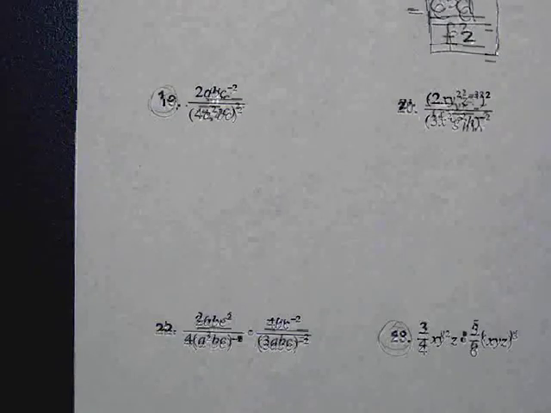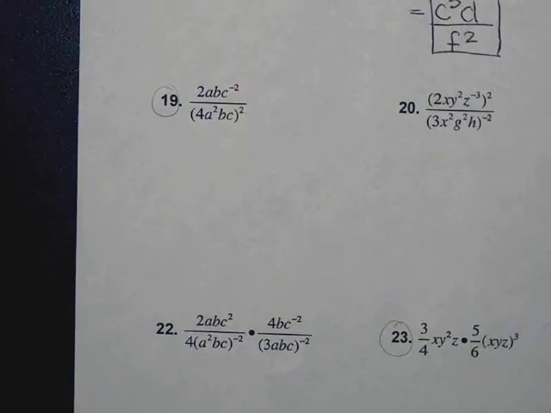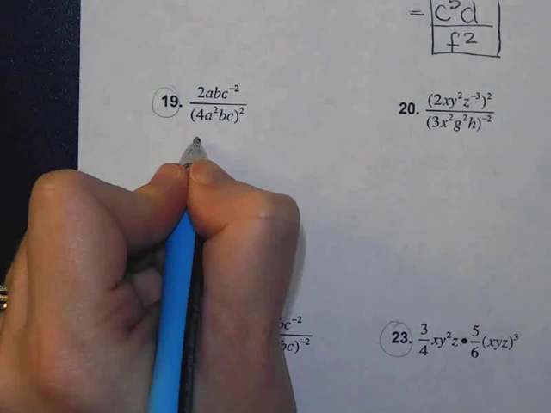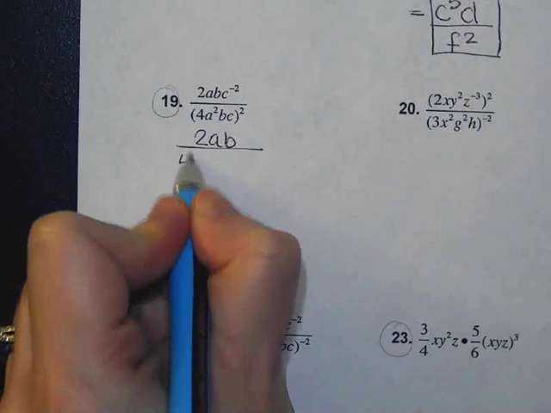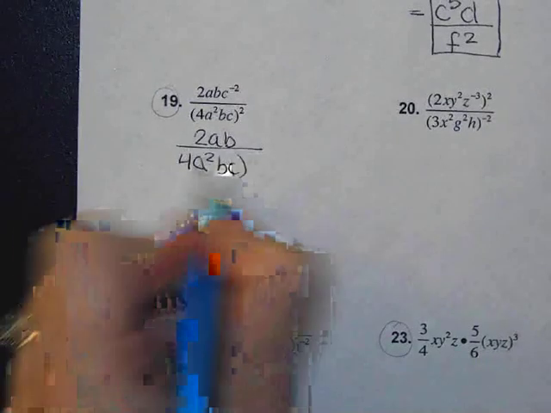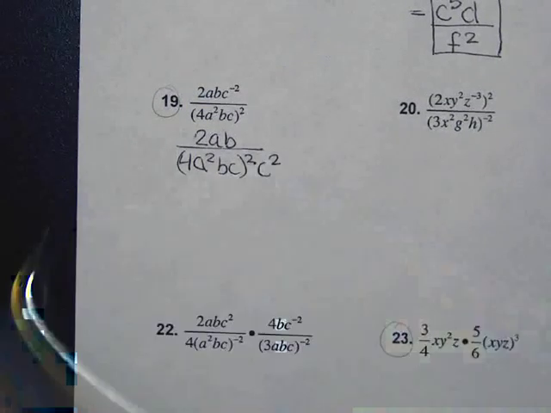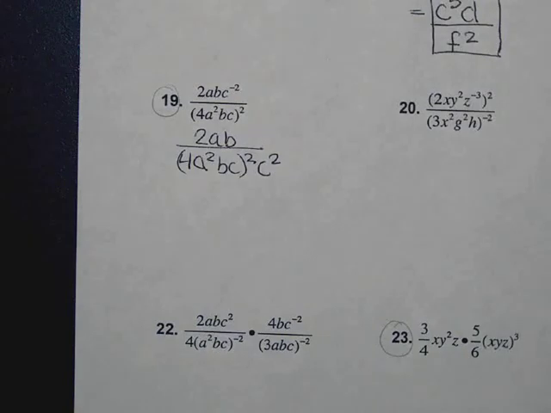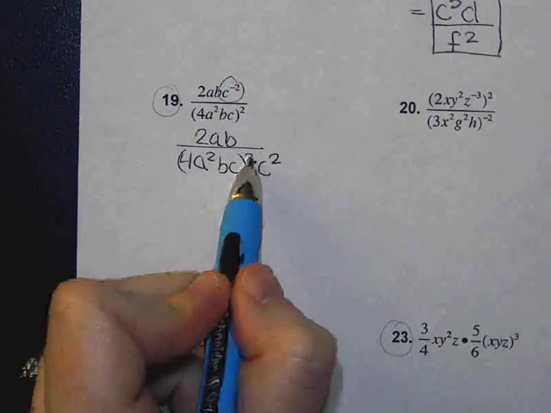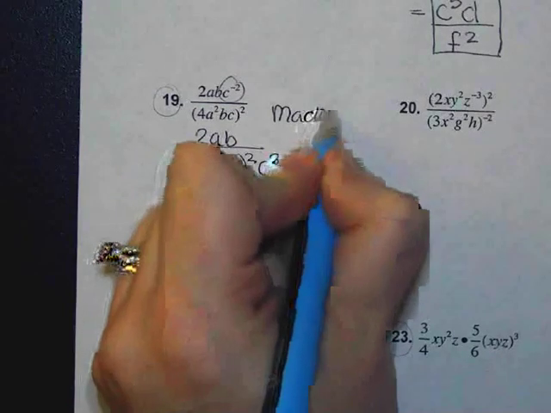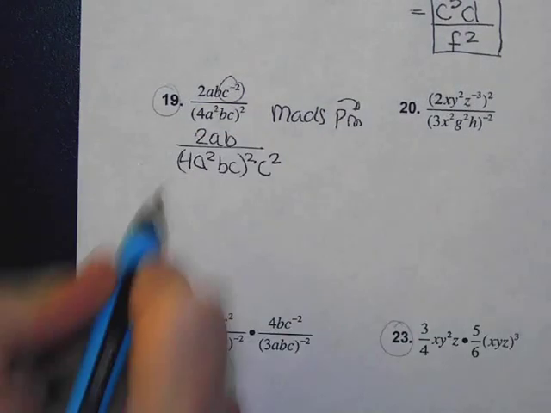Number 19. We have a negative exponent on top, and we have power to a power on the bottom. So let's rewrite the top as 2ab and move that c squared down to the bottom to make it a positive exponent. So that's this right here. Now let's take the power to a power rule, which in PEMDAS means to multiply my exponents.